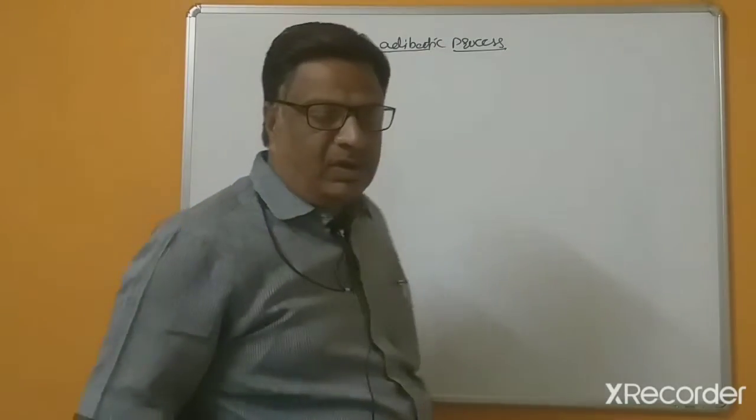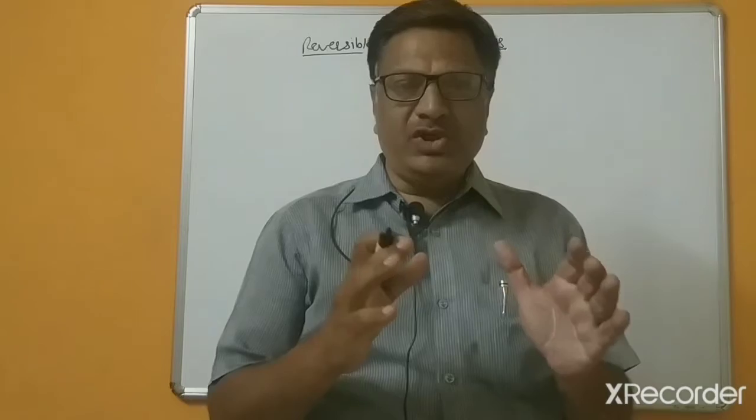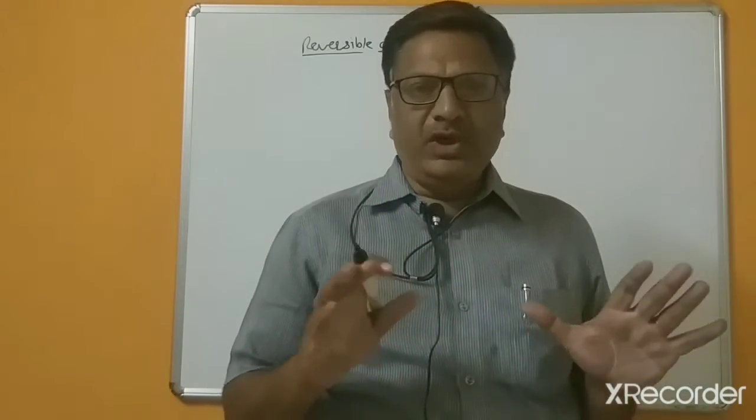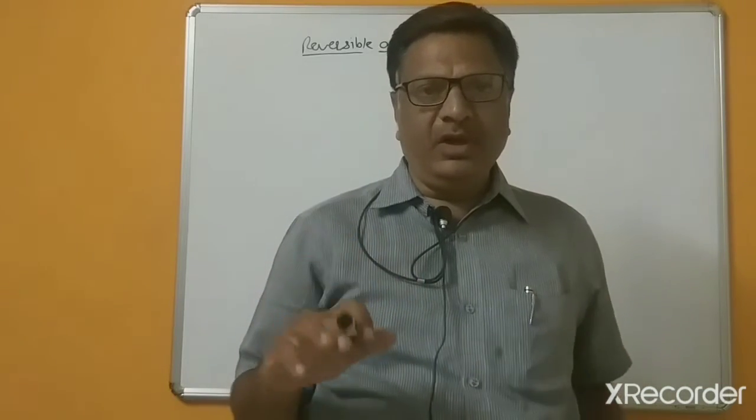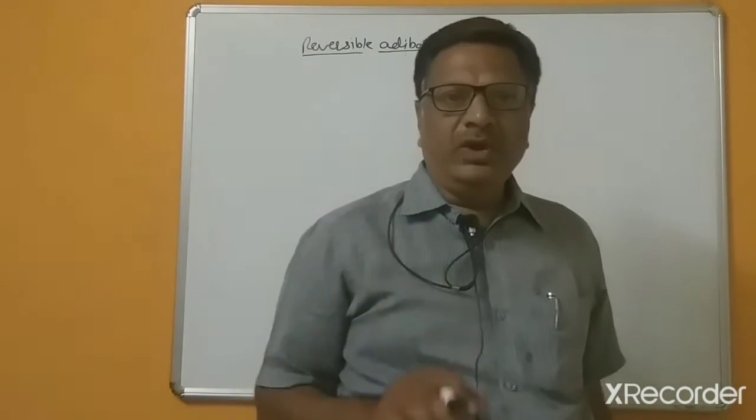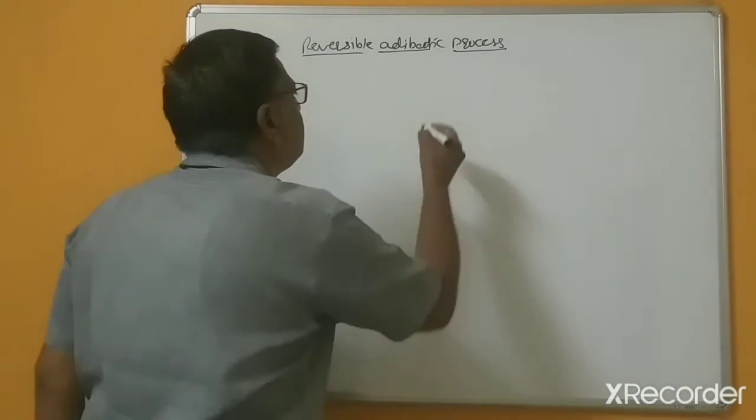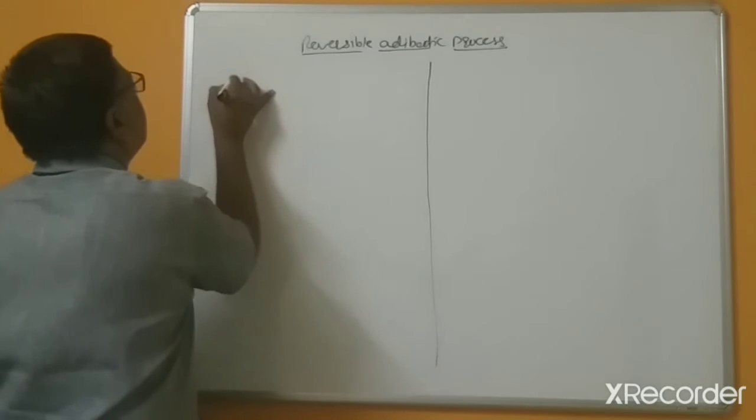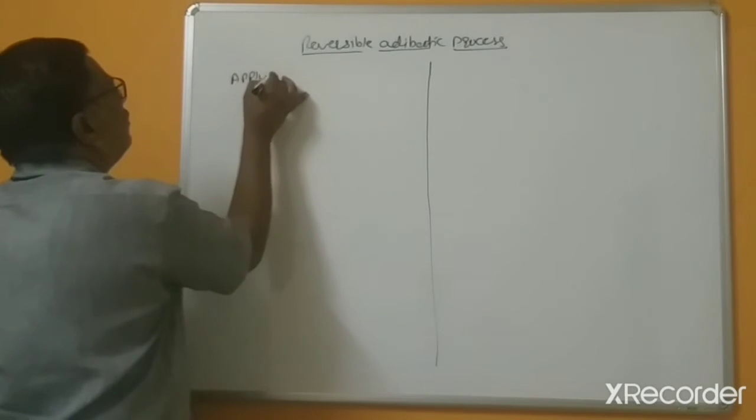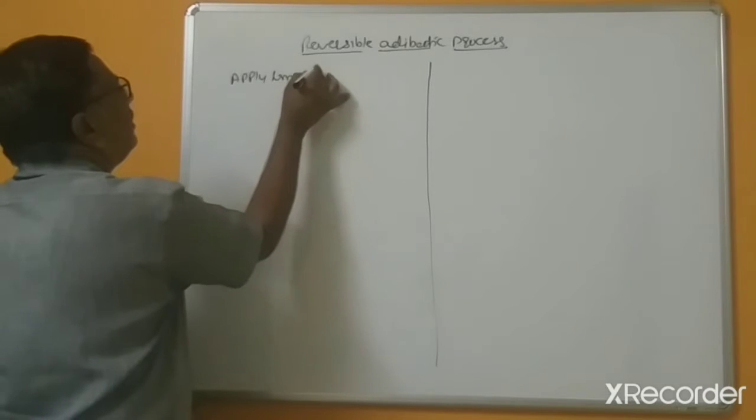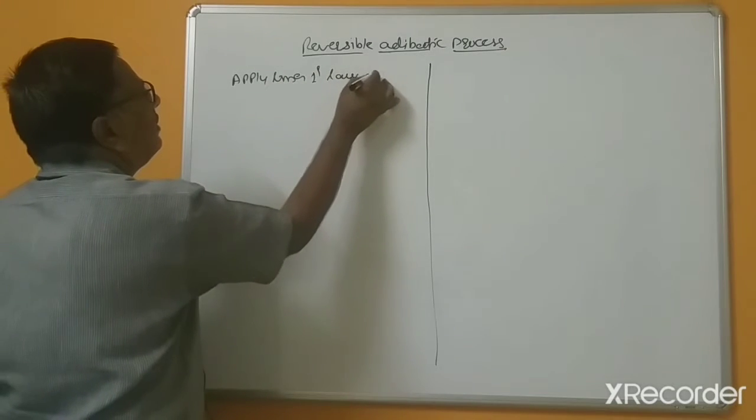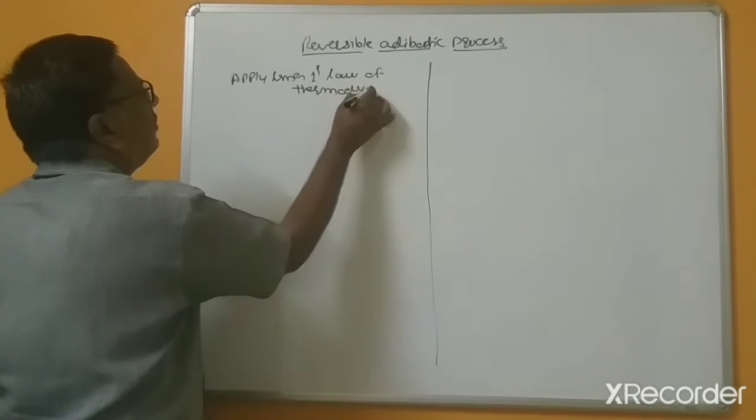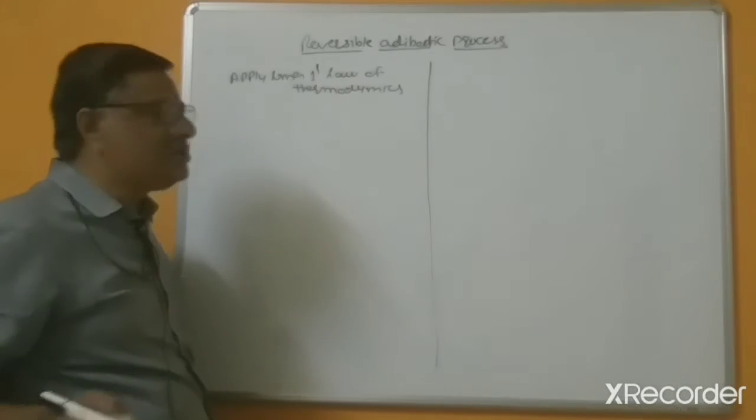As you know, an adiabatic process means there is no exchange of heat between system and surroundings. So that's why dq equals 0. First we start by applying the first law of thermodynamics for the study of the reversible adiabatic process.